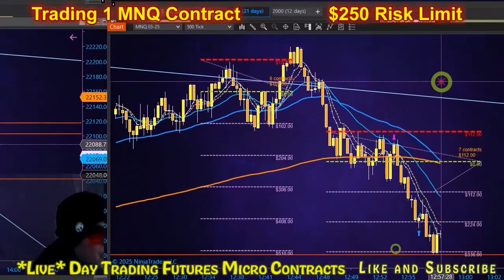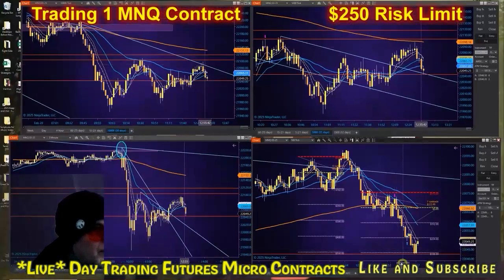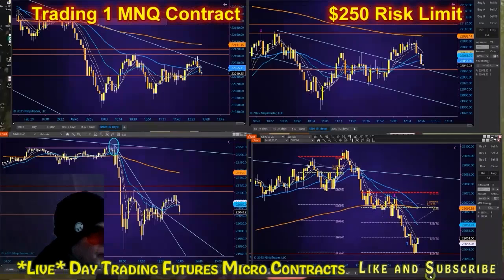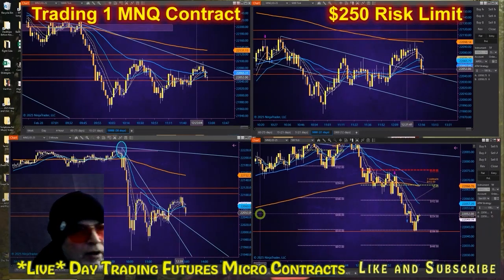But then I saw this consolidation area, and I decided to go short here and use my stop loss right there. I did get out a little early, trying to hold longer and longer. I would have got a 3-to-1 on that.